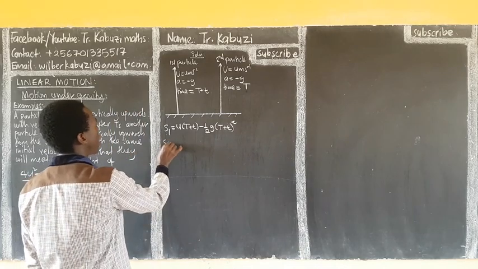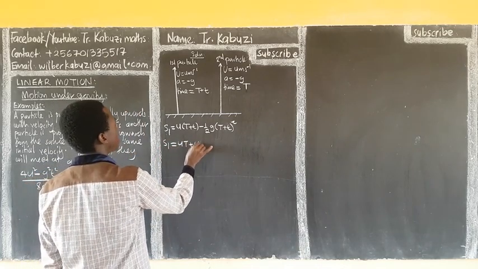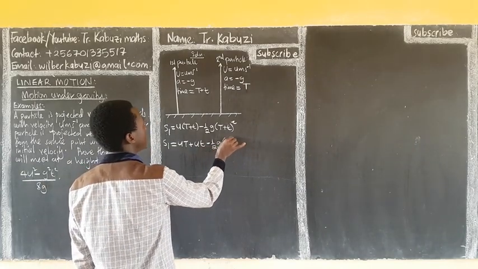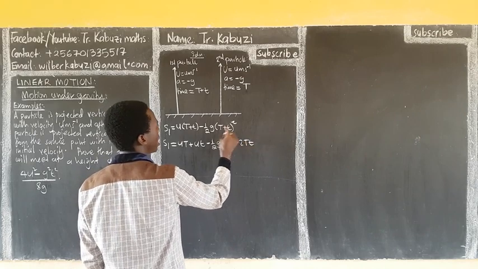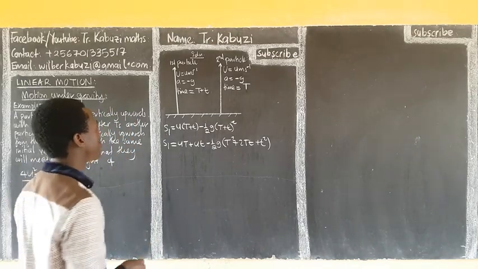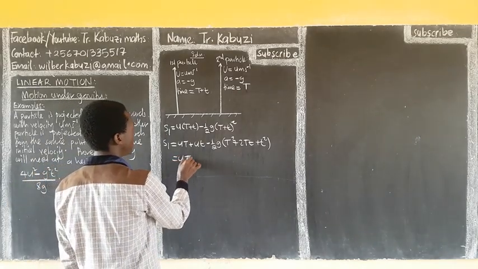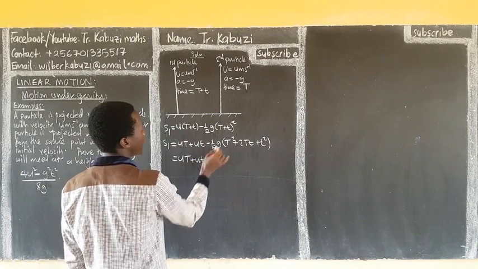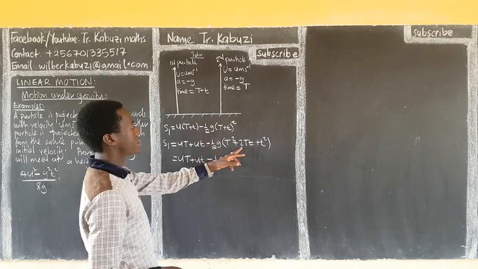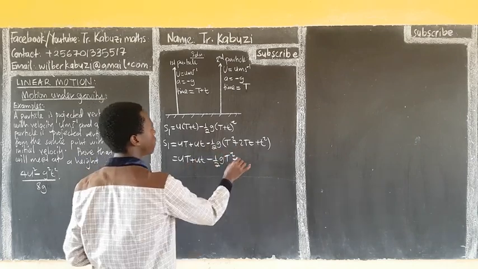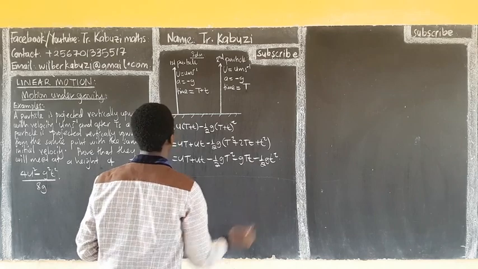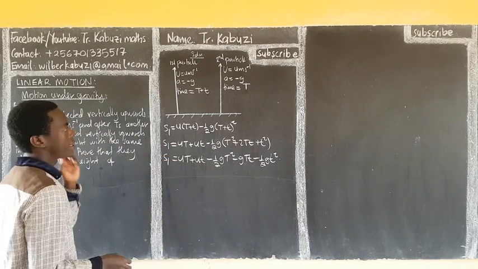Can we expand? Our S1 is going to be ut plus uT, then minus half g times (t squared plus 2tT plus T squared), expanding this. We can expand that further. This minus is going to affect this half. So this is our S1 for the first particle.